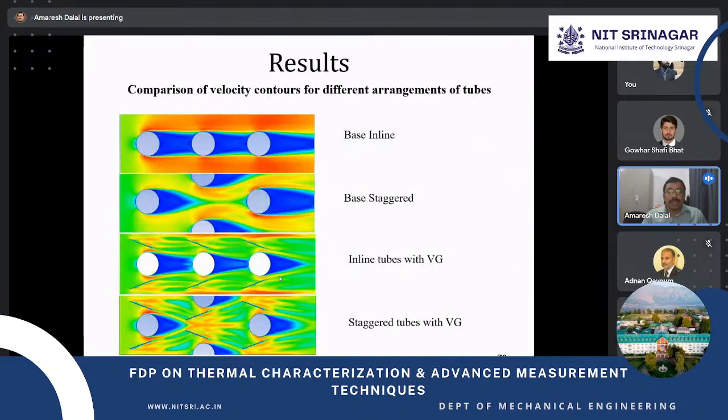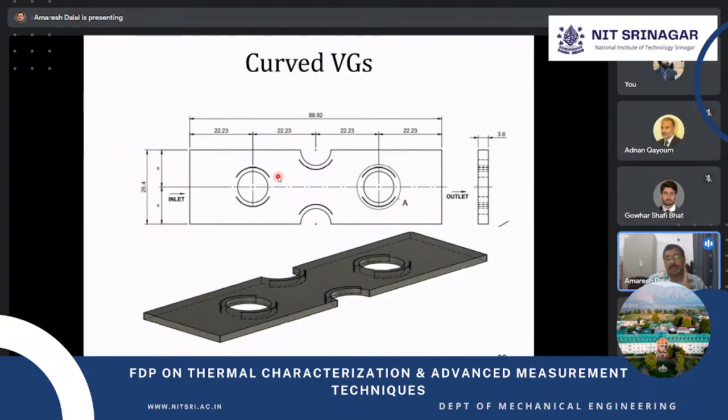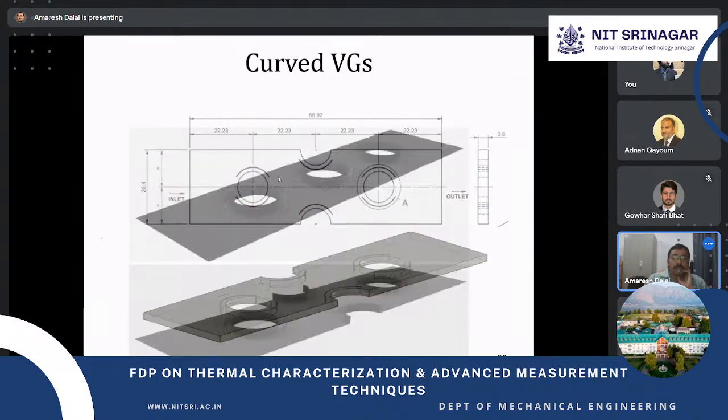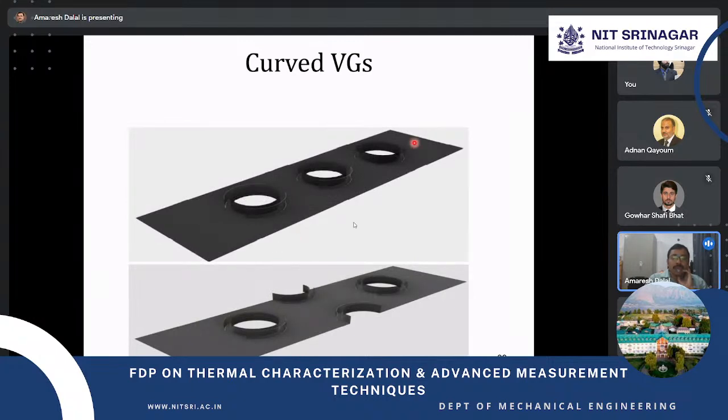Now you can see this is the base inline, so there is no presence of winglet. This is base staggered. The programs are still running, but I want to show some results so that you can appreciate the difference if we use the curved vortex generator instead of the straight vortex generator. You can see this is the inline configuration. This is the staggered configuration, and this is the curved surface.